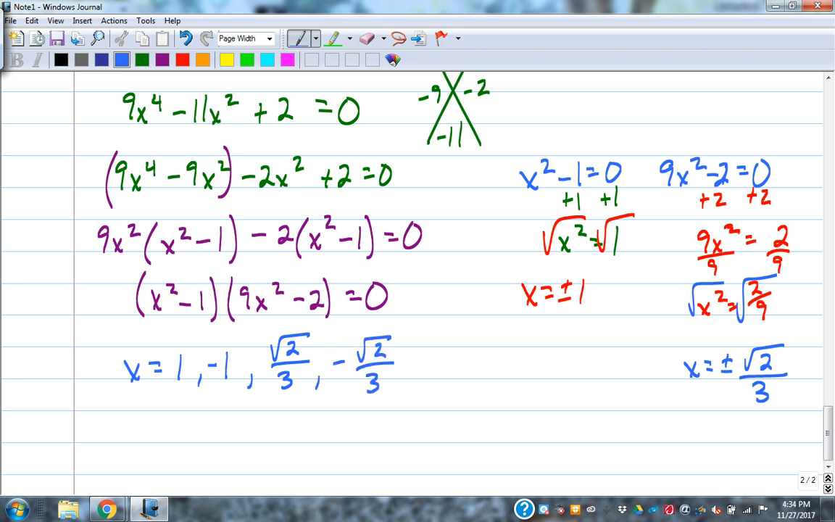None of those are 0. So that tells me, hey, this worked. Now all I have to do is find the y values that go with those.